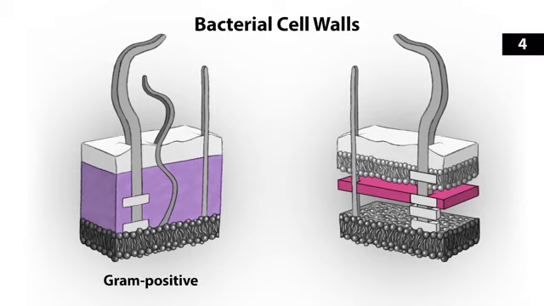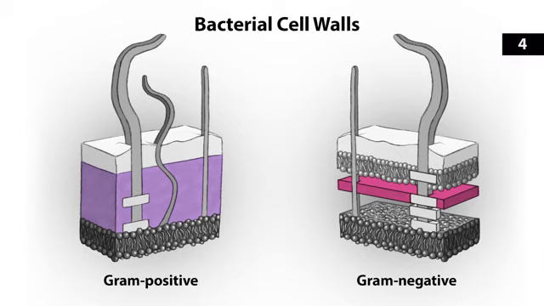Bacteria with a thin peptidoglycan layer and an outer membrane are unable to retain that crystal violet during the decolorization phase, and instead they take up the counter stain and therefore appear pink under the microscope at the end of the gram stain procedure. These are called gram-negative bacteria.